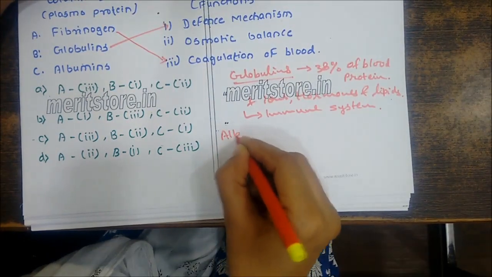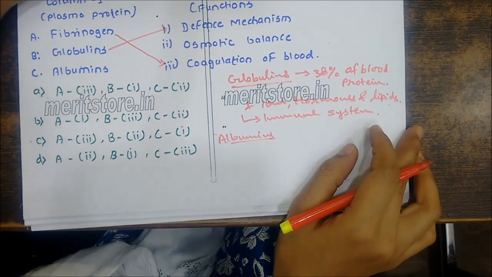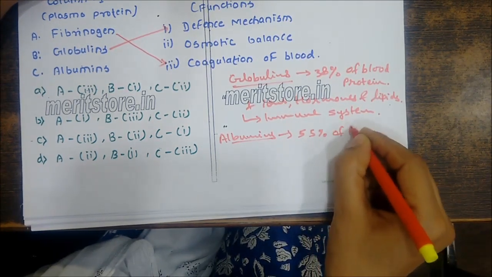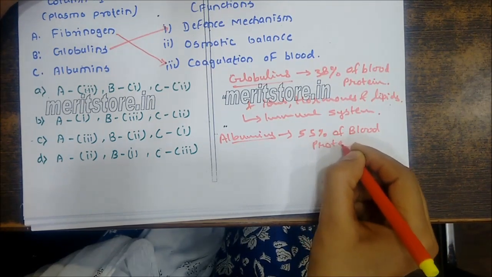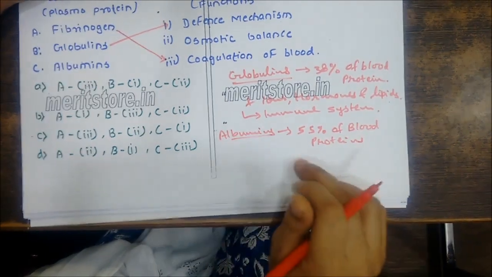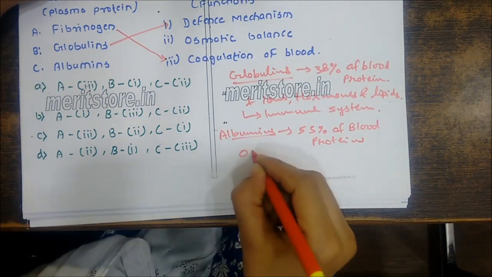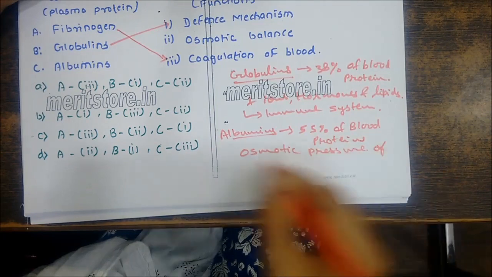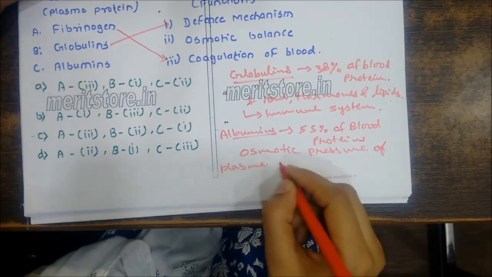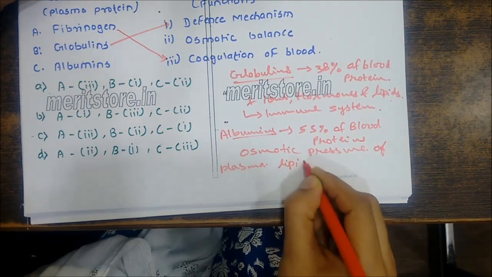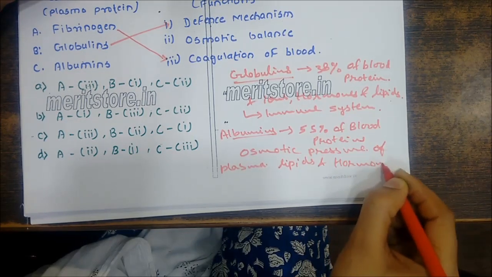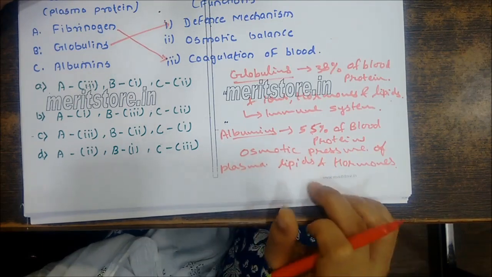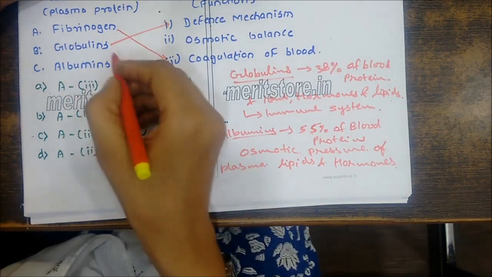Now third is albumin. Albumin has 55% of blood protein. It makes a larger amount of blood protein. The major contributor to maintaining osmotic pressure of blood plasma, and it assists in the transportation of lipids and hormones and other ions. So it is the major component of blood protein, and it plays an important role to maintain the osmotic pressure of blood plasma. So the function of albumin is osmotic balance.